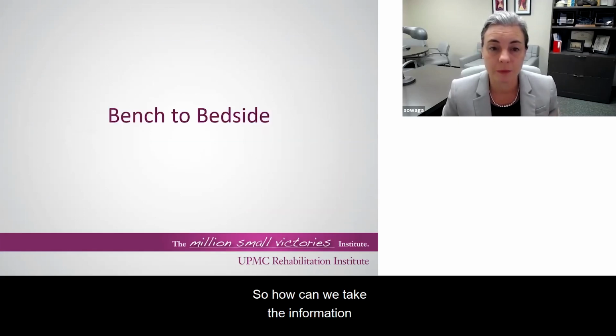So how can we take the information that we know from the basic science side and bring it to the bedside in ways that we can better inform what's happening at the biological level?